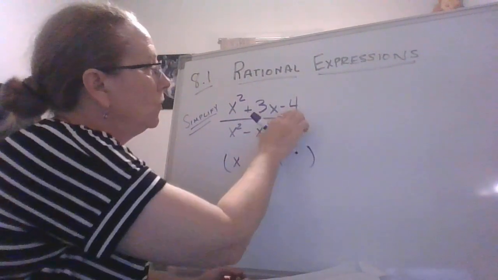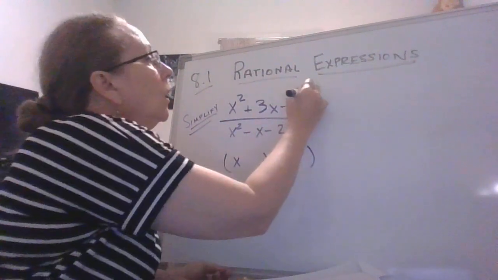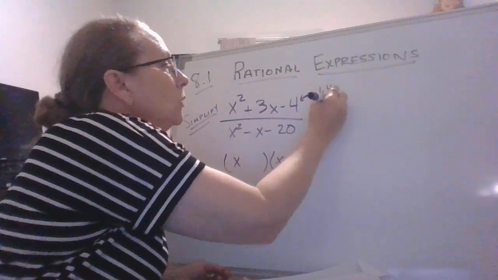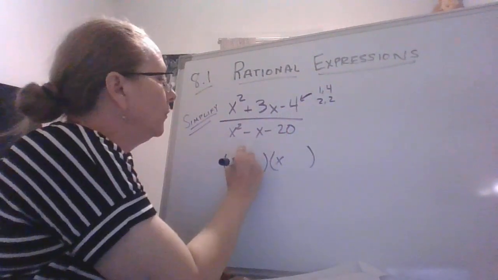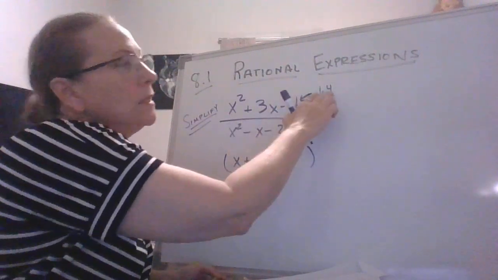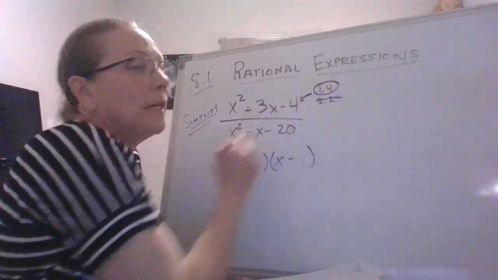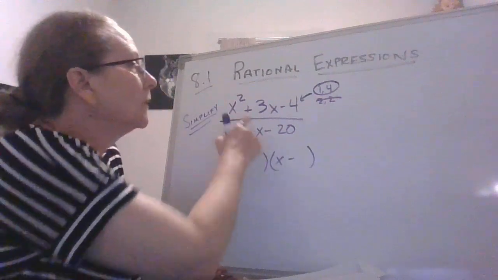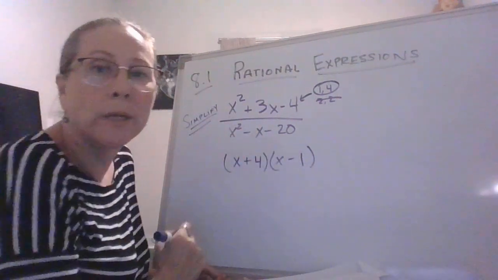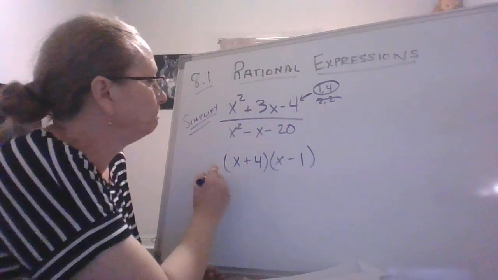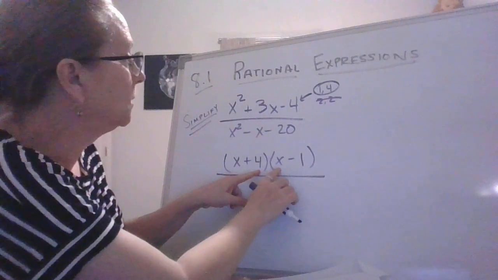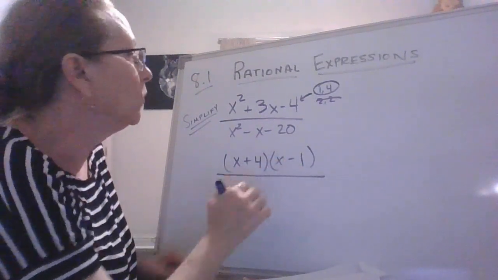x times x, or it can be either 1 times 4 or 2 times 2. Well, since our signs are different, we're going to have to subtract to get 3. So 1 and 4, not 2 and 2 this time. The higher number, 4, is going to be positive. The lower number is going to be the negative. So we can check first. Outer and inner gives us 3x, and last gives us negative 4.